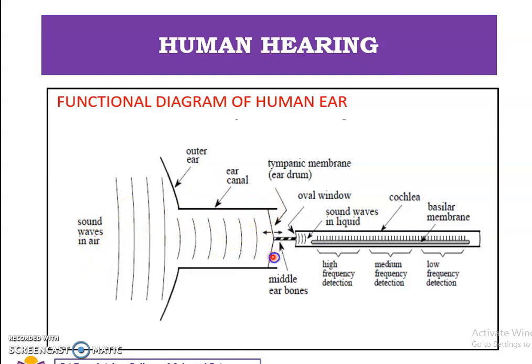Stretched across the end of the ear canal, there is a thin sheet of tissue. This thin sheet is called the tympanic membrane, or we can say the ear drum. The sound waves from outside strike this thin sheet, and it tends to vibrate. And this is the middle ear. It consists of a set of bones. This middle ear transfers the vibration from the tympanic membrane to the inner ear.